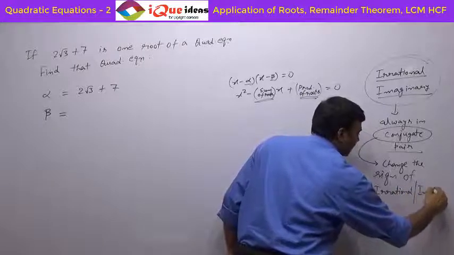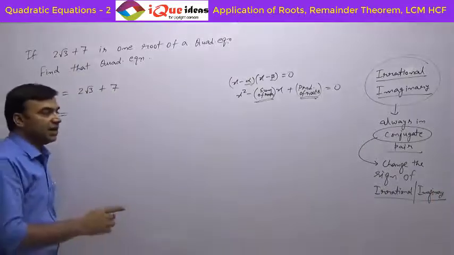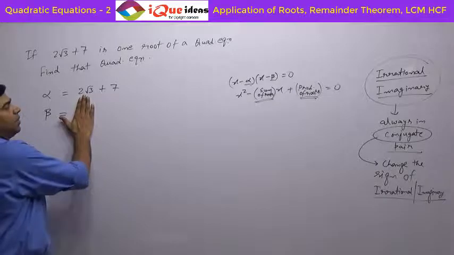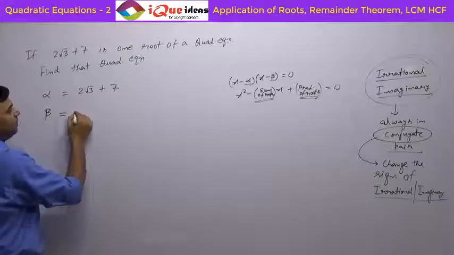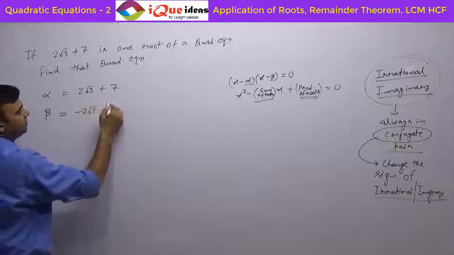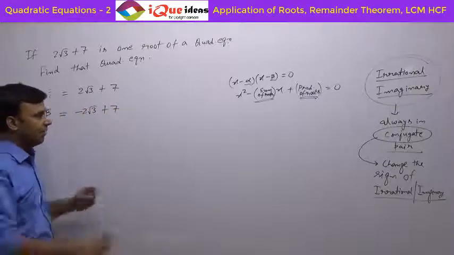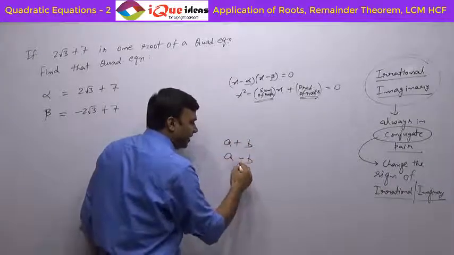So please understand that to take the conjugate pair, you have to change the sign of either the irrational part or the imaginary part. Here it is a case of an irrational number. So if one root is 2 root 3 plus 7, the other root will be minus 2 root 3 plus 7, right? This is the point where a lot of people would make a mistake. Remember, when I say a plus b, the conjugate of this will be a minus b, right?